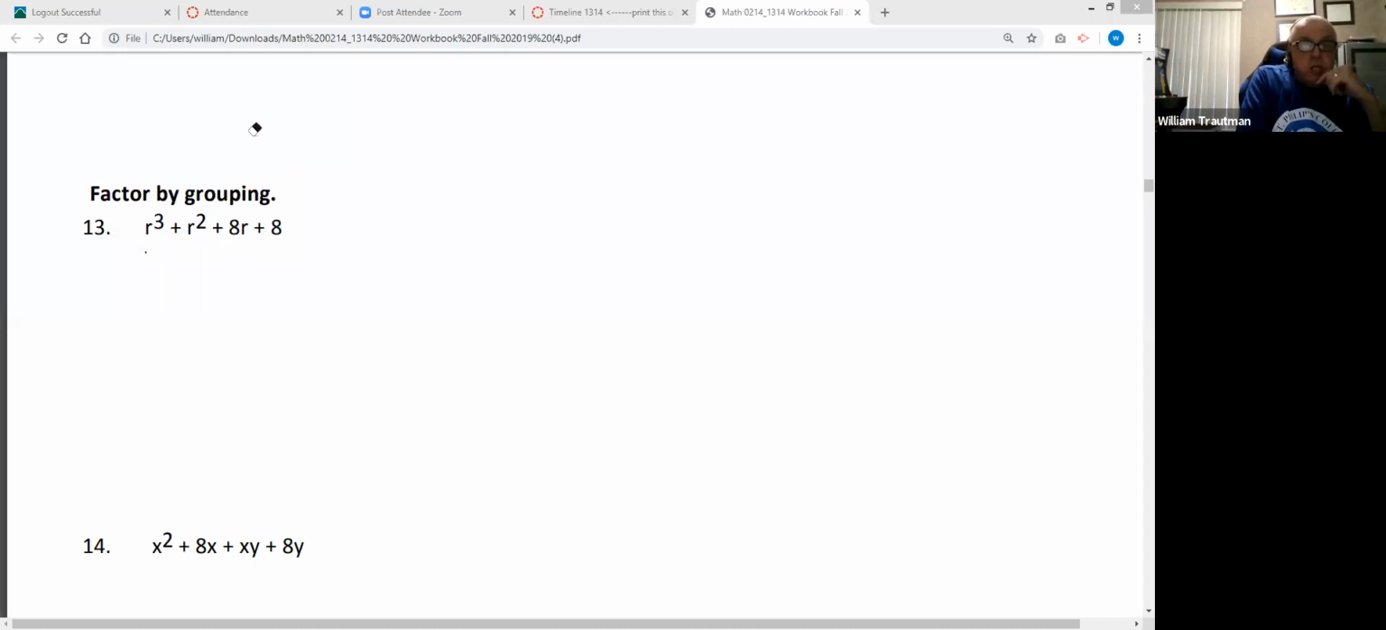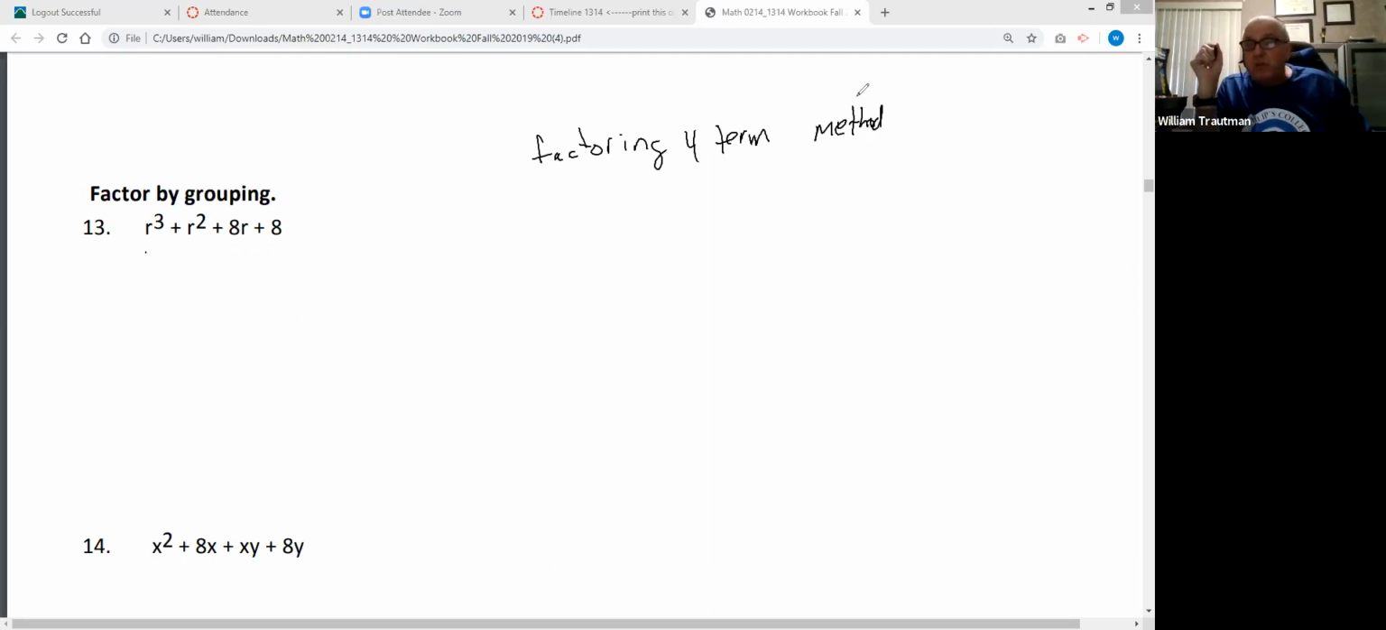Okay, so I'm going to call this the factoring 4-term method. Anytime you have 4 terms, you have to factor using this method. This is the 4-term factoring method. It's also called factor by grouping. So the 4-term method is called factor by grouping.